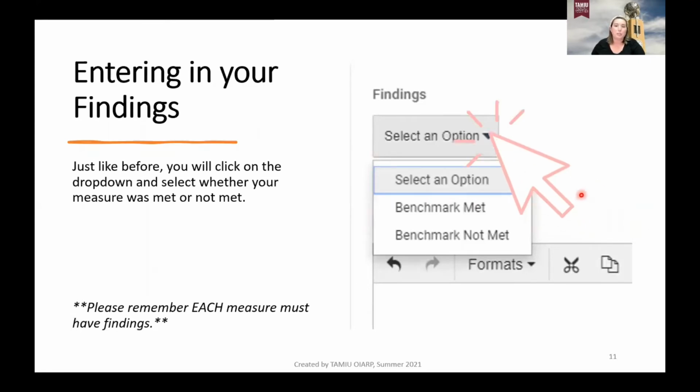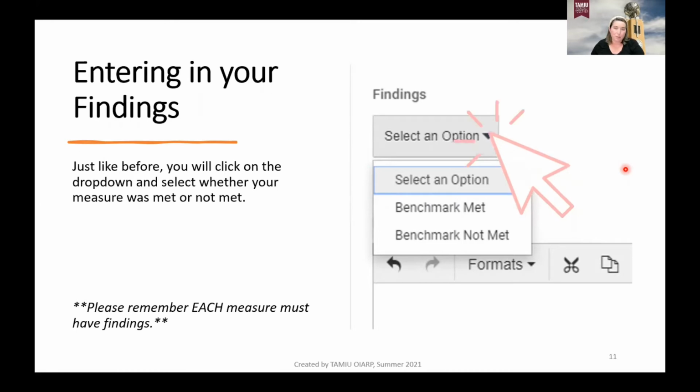What you're going to do is click that select an option, and you're going to see two options, benchmark met or benchmark not met. You would have to click one of those options. And actually, guys, you would not be able to submit your assessment report unless you actually entered in one of these answers for the drop-down box.